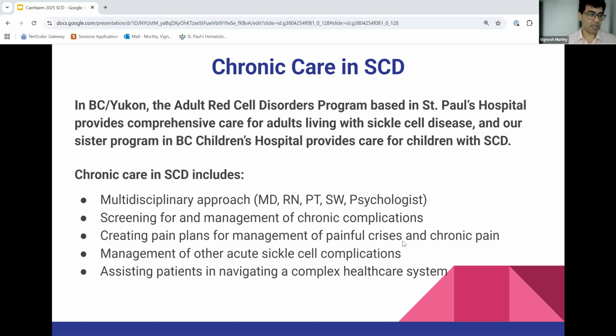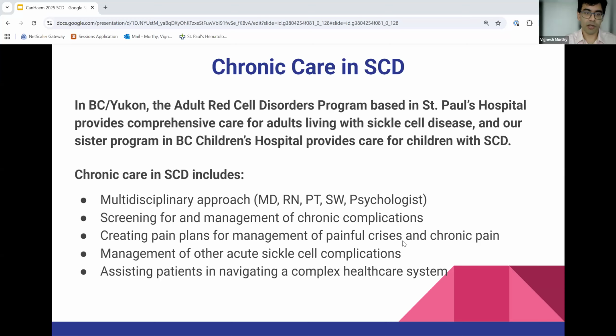What that entails in sickle cell disease is a multidisciplinary approach: physicians, nursing, physiotherapy, social work, psychology, screening for and management of chronic complications, dealing with management of acute crises and chronic pain as well, management of any other sickle cell complications, so referrals to orthopedics for avascular necrosis, referrals to nephrology for the renal complications, and management of this and others. And lastly, assisting patients in navigating what is, unfortunately, a complex healthcare system.